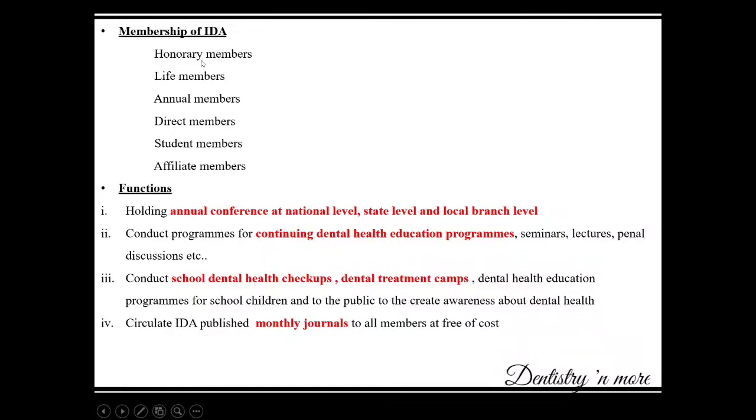They'll be kept as honorary members. Life members will not pay the annual fee. They will pay only a one-time fee and they'll become life members. They'll be the very senior-most members. Annual members pay the annual fee. Then the direct members work at the same place where they are joining the association.